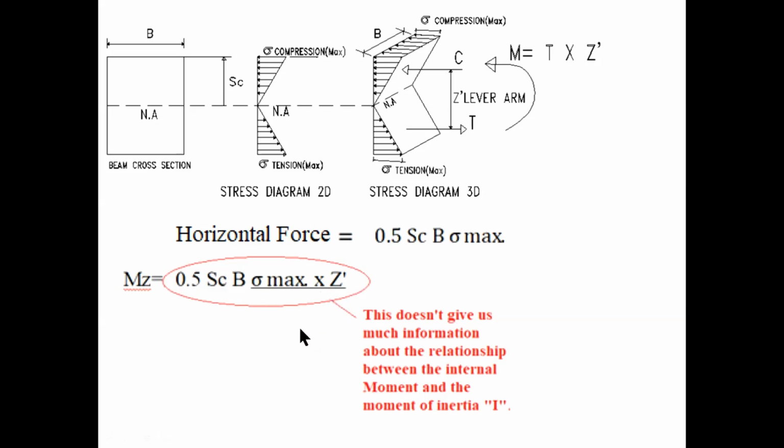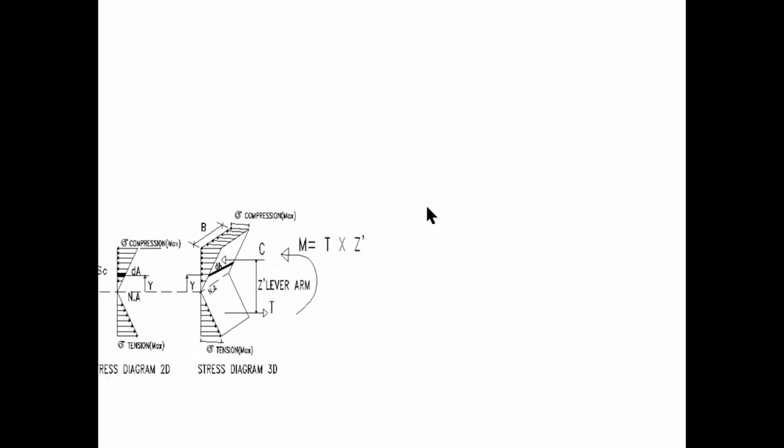Now this solution would obviously give us the internal moment with respect to the maximum stress, distance SC, the width B, and the lever arm z dash. However, it doesn't tell us anything about the relationship between the internal moment and the moment of inertia, I. And this is what we want. We want to figure out sigma is equal to My over I. So what do we do now?